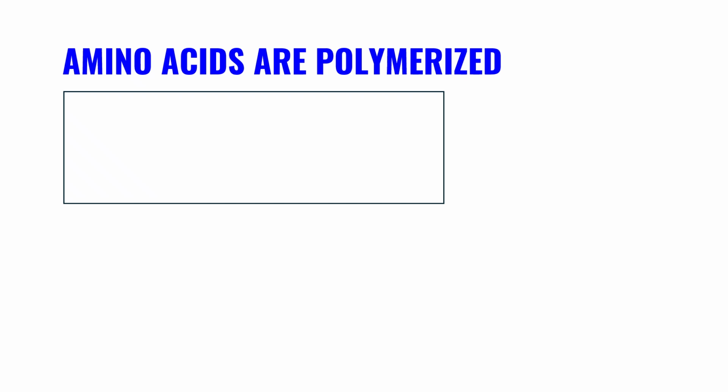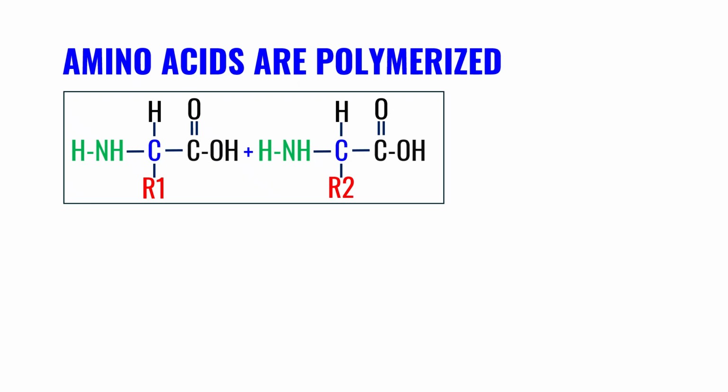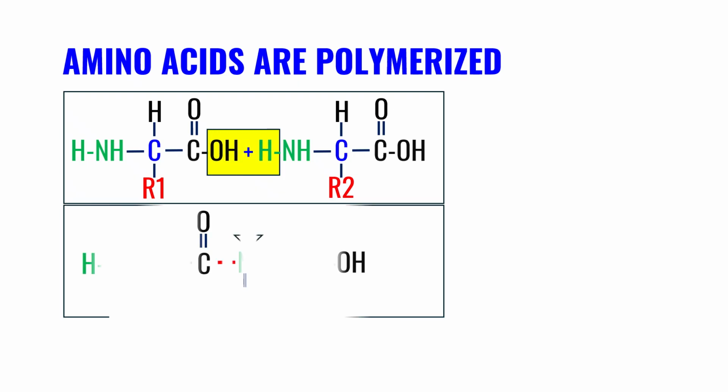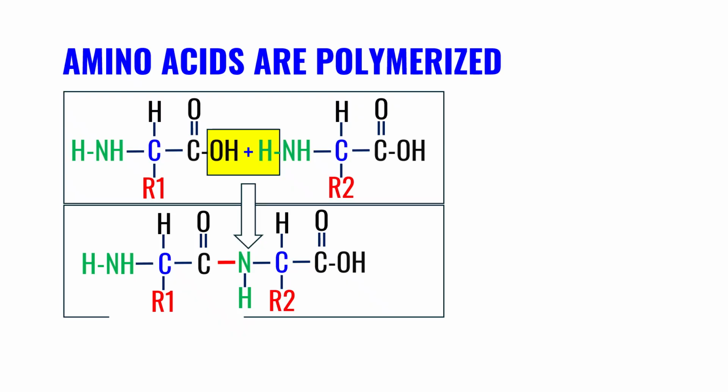So amino acids are connected by a covalent bond known as a peptide bond, forming a polymer of protein. The bond is formed between the carboxyl group of one amino acid and the amino group of another amino acid, forming an amide or covalent bond which is known as a peptide bond. This reaction is a condensation reaction which is associated with the liberation of a water molecule.